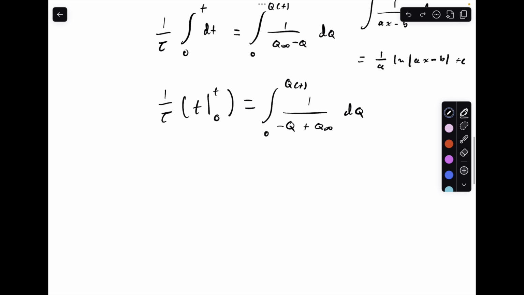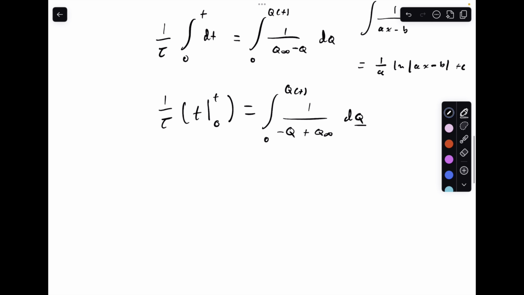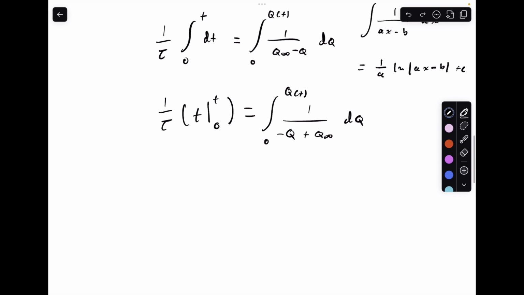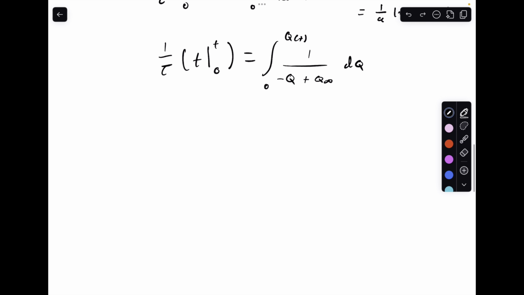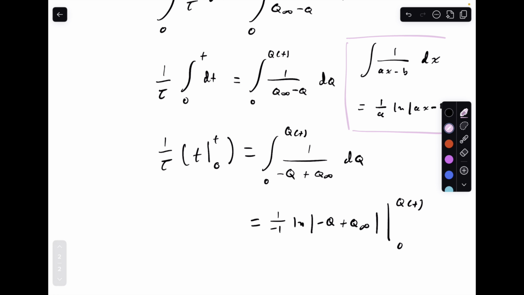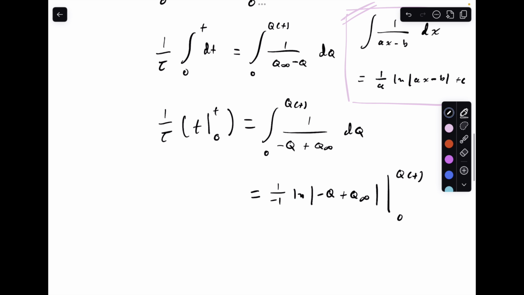Or integrating with respect to x, not dx, and integrating with respect to q, not dq, right? You'll notice that the coefficient a is -1. So this right-hand side will be 1 over -1 ln of negative q plus q infinity, from the limits of integration 0 to q of t. Simple enough. That's where this rule in pink came in. And I'll leave that there if you'd like to see it.